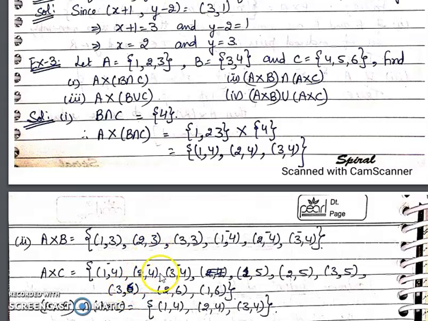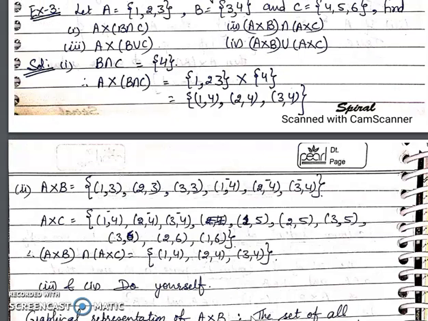Now we have to take their intersection. We see here (1,4), (2,4) and (3,4). I put a dash on these three elements. These three elements are common to both sets. So their intersection is (1,4), (2,4) and (3,4). Now you can do the third and fourth part yourself.